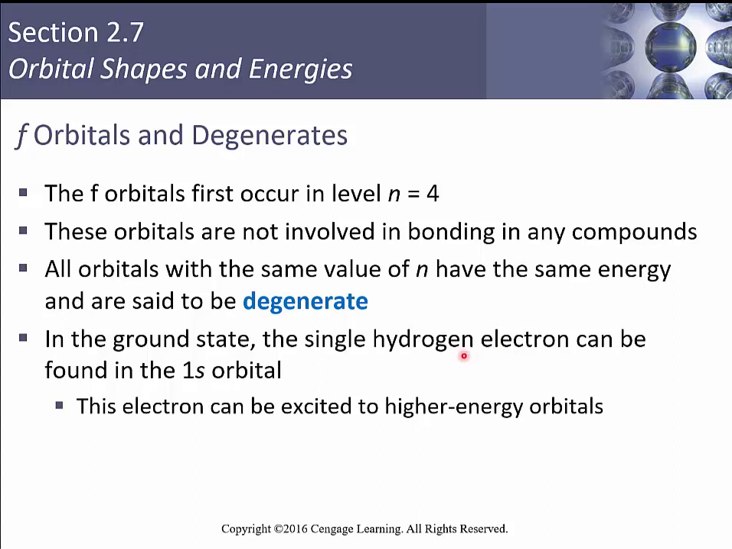In the ground state, the single hydrogen electron can be found in the 1s orbital, and this electron can be excited into higher energy orbitals. This is how we know that there are things like f orbitals and g orbitals. We can take that electron from n equals 1 and give it some energy and promote it to n equals 6 and into a g orbital. So we can kind of do that experiment.